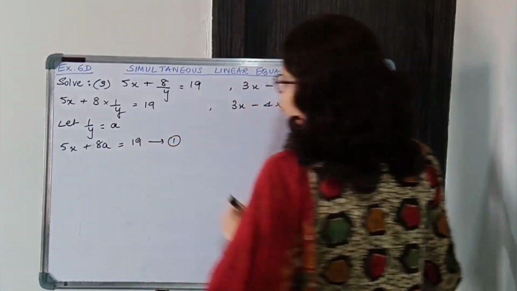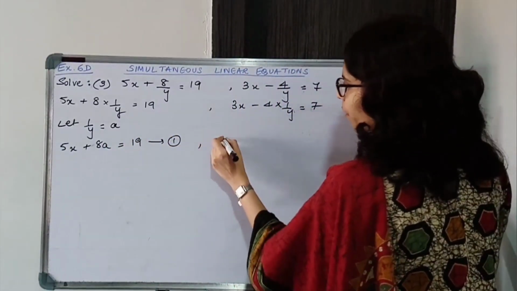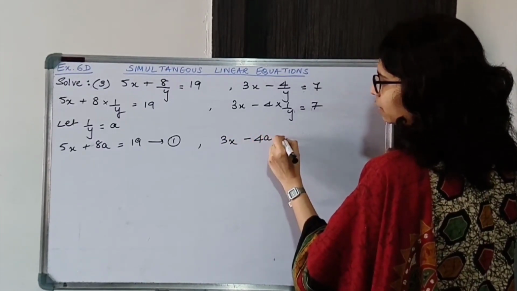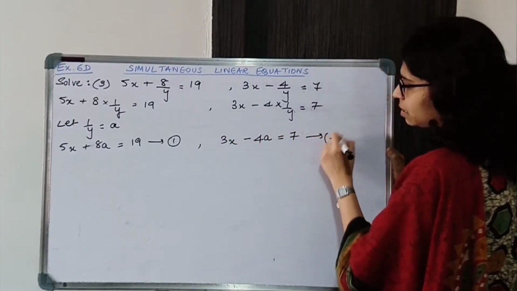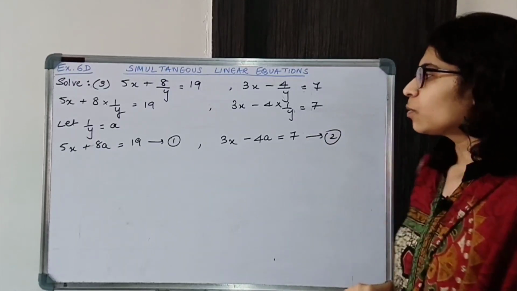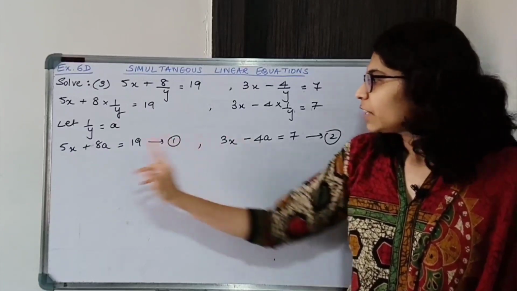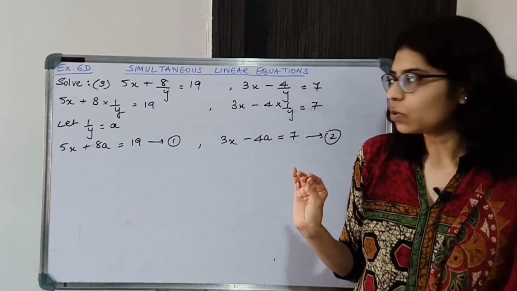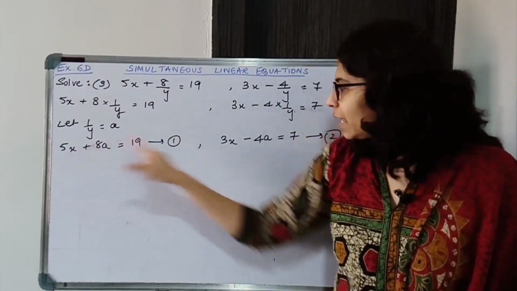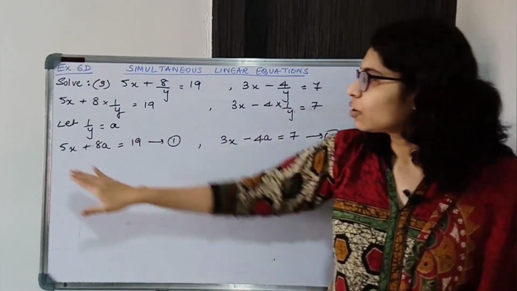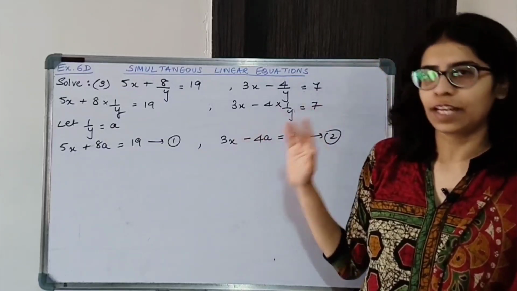Mark this as equation 1. Over here 3x minus 4 into 1 upon y, that is 4a, equals 7. Mark this as 2. Now we'll equate the coefficients, that is, we'll make the coefficient of any one variable the same. You can make the coefficient of x the same. 5 and 3, so the LCM of 5 and 3 becomes 15. You have to multiply this by 3 and this by 5.